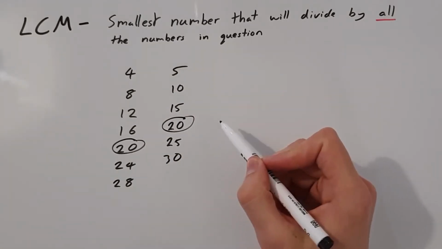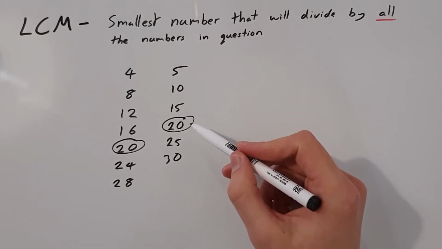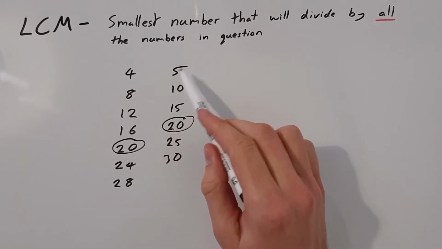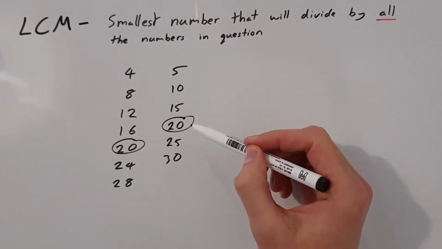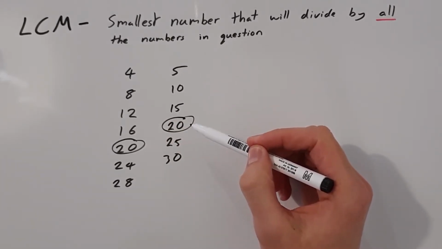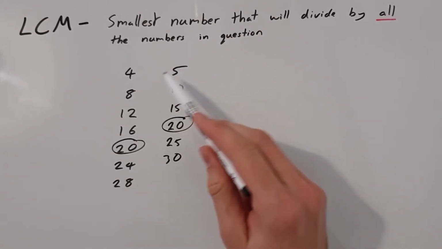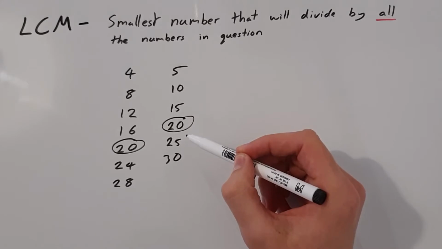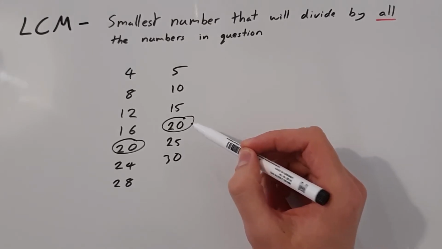You may have noticed then, looking at this, that the lowest common multiple in this case, which is 20, is the product of 4 and 5. So 4 times 5 is 20. And in this case, that is the lowest common multiple. However, just timesing them together doesn't always give the lowest common multiple. It will give a multiple of both, but it might not give the lowest one.